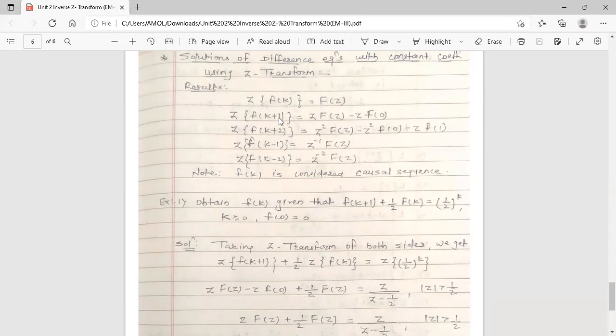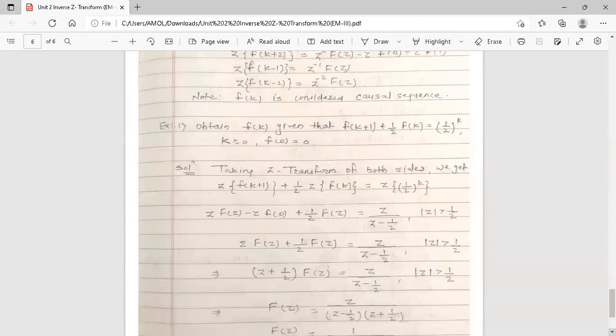Z transform of f of k plus 1 is equal to z into f of z minus z into f of 0. Z transform of f of k plus 2 is equal to z square into f of z minus z square into f of 0 minus z into f of 1. Z transform of f of k minus 1 is equal to z raised to minus 1 into f of z. Z transform of f of k minus 2 is equal to z raised to minus 2 into f of z. Note here, f of k is considered as a causal sequence.